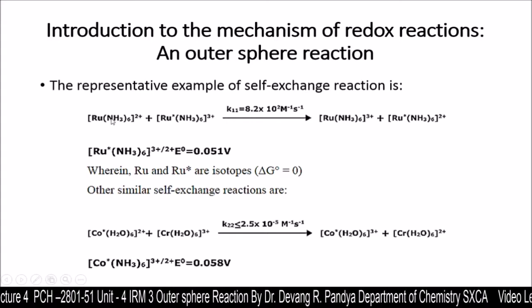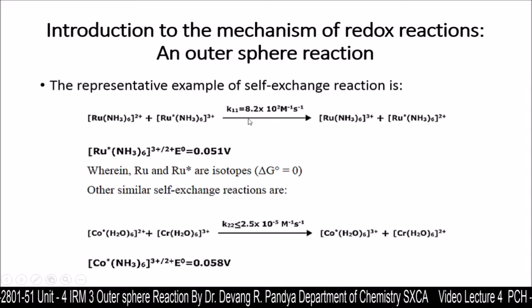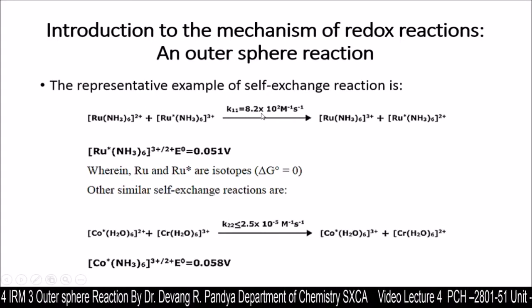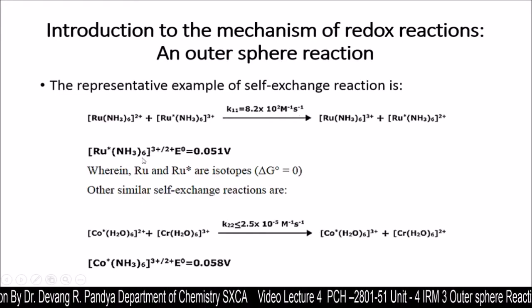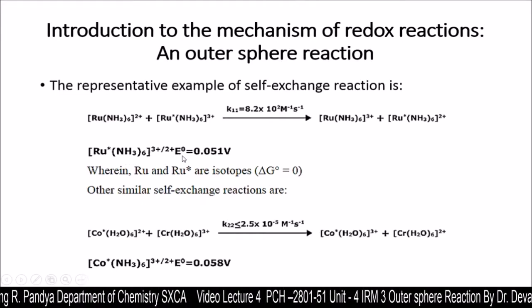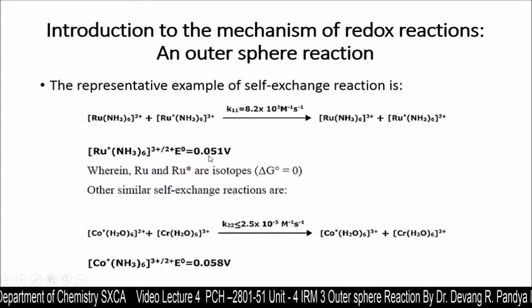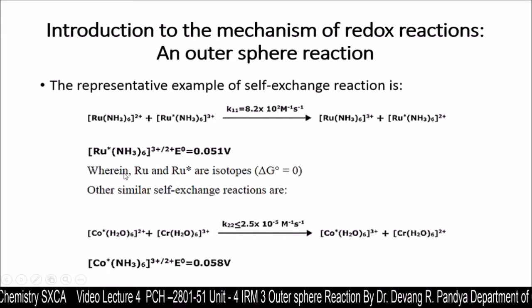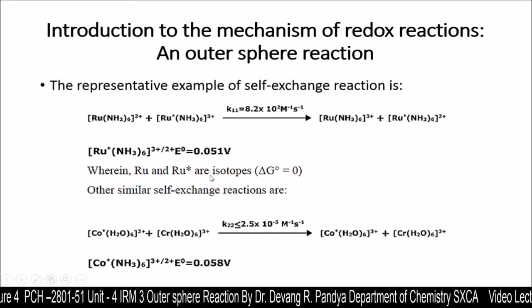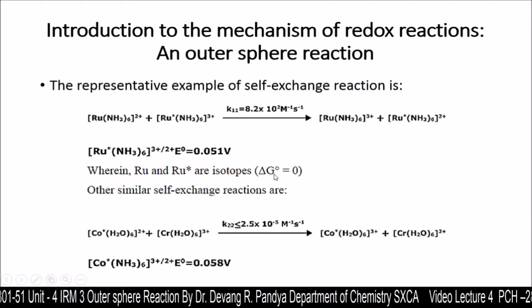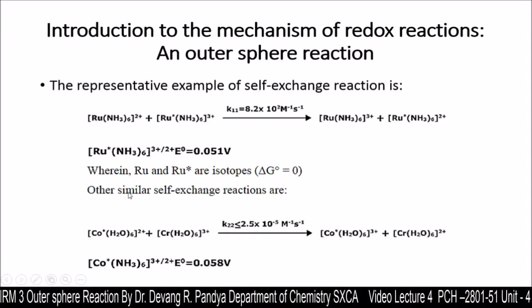So electron transfer goes from this one to this one, and the rate constant would be 8.2 × 10⁻²⁰ per meter per second. And here you can see the electrode potential would be 0.051 volt, wherein ruthenium and ruthenium star are isotopes of each other, and ΔG° is going to be 0.